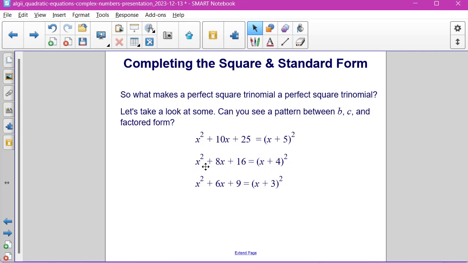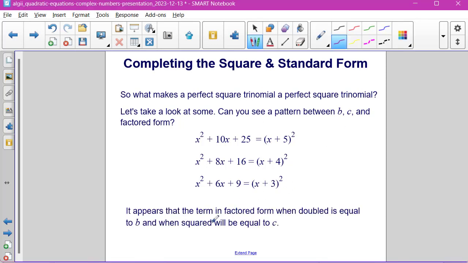In this one we have x squared plus 8x plus 16. What are factors of 16 that add up to positive 8? Well, it's 4 and 4, so x plus 4 times x plus 4, meaning x plus 4 raised to the second power. And this last one, x squared plus 6x plus 9, that is equal to x plus 3 quantity raised to the second power.